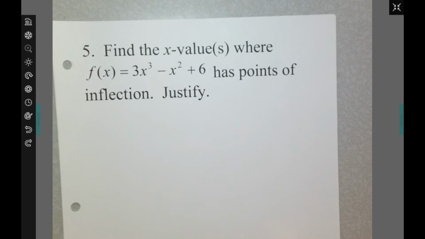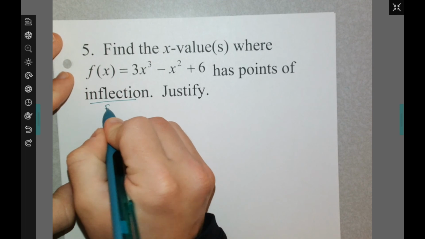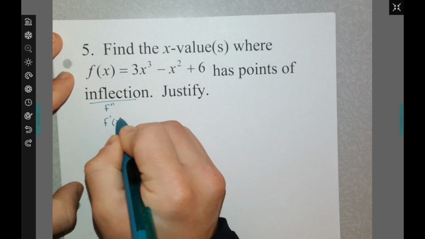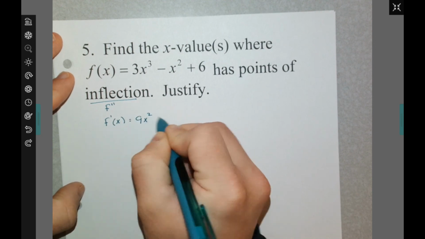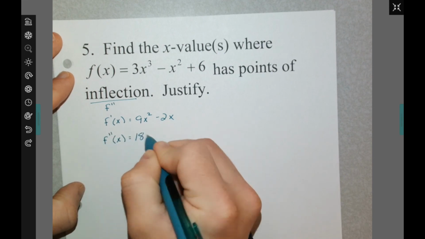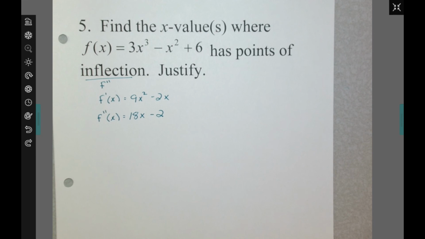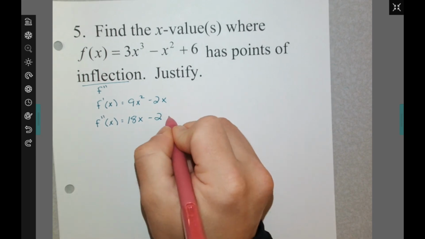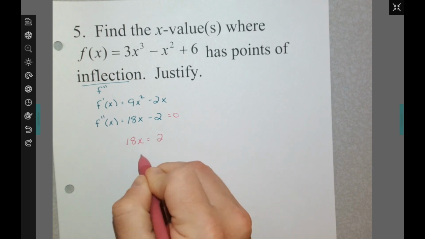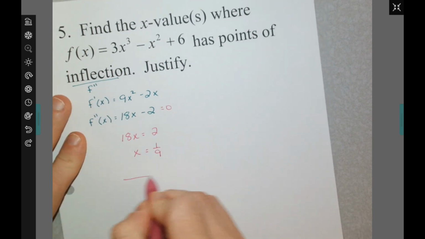So here we go, given the original function f, I want to find the x values where you have a point of inflection. Okay, so that's telling me second derivative. So first we have to get down to the second derivative. The first derivative is going to be 9x squared minus 2x. The second derivative of x is going to be 18x minus 2. Okay, so we have our second derivative. We need to set that derivative equal to 0 and solve. So we're going to have 18x equals 2, x equals 1/9. And then we go ahead and make a sign chart.